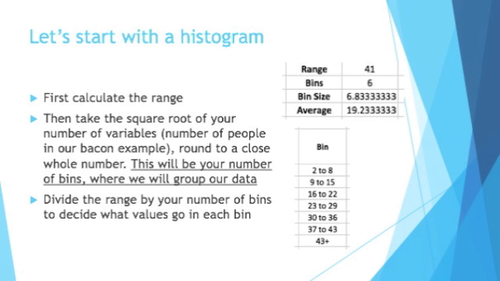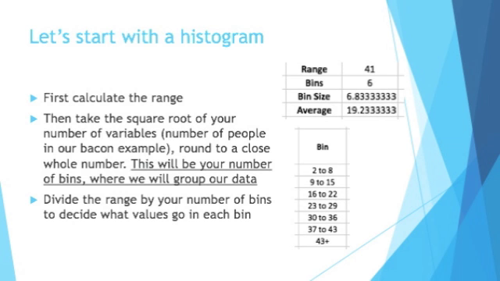Then, once you have your range, one good piece of advice for making histograms is to take the number of variables, so in our example it's the number of people we observed eating bacon in a month, and take the square root, and then just round that to the closest whole number. This will be the number of bins, and a bin is just an area of numbers where we put our data. It's tinier ranges that define our data sets. So then you take your range, and you divide it by your number of bins to decide what values go in each bin.